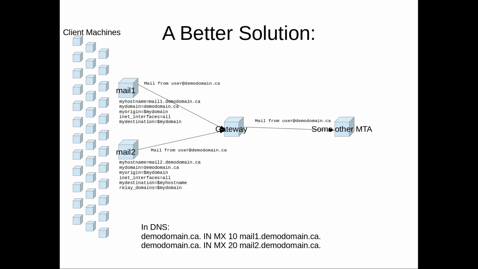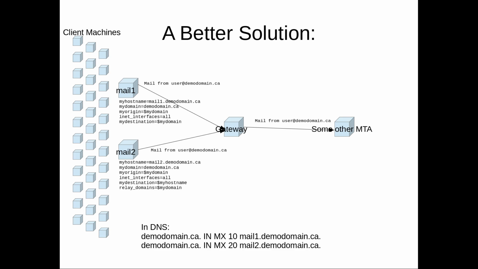our mail servers are very similar to what we had last time around. They're all using, my host name is their host name, my domain is the domain, my origin is the domain. They've all got inet interfaces set to at least something that allows them to accept incoming mail. So this way, when they send email out, it shows up from whatever user at our domain. It reaches its destination. That person sees the email. We've demonstrated to them we actually know how to run email servers now. They respond, and it comes back into our domain.